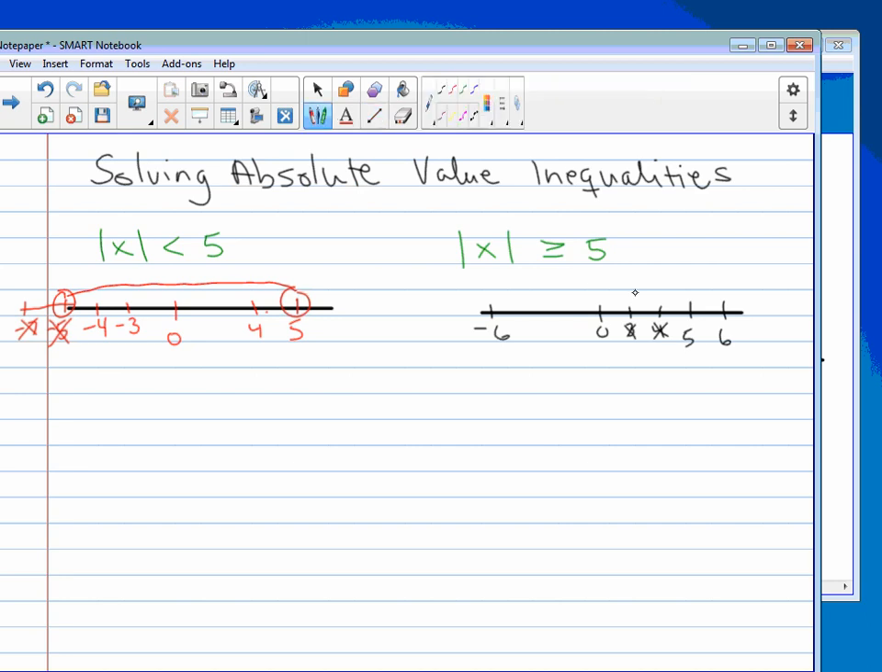Greater than or equal to 5. So that's everybody from 5. Notice I'm closing it in this time, and out this way. Anybody else? Less than or equal to negative 5.